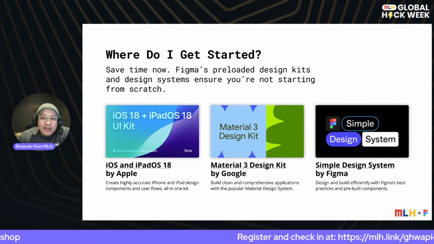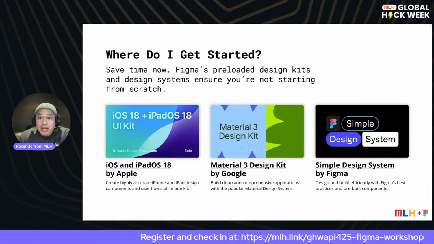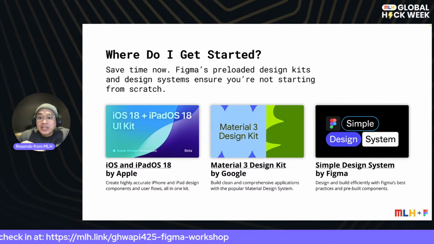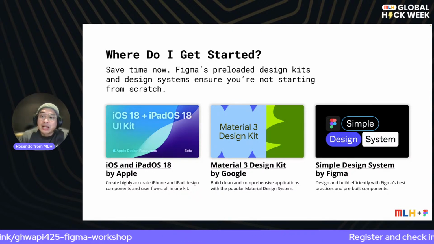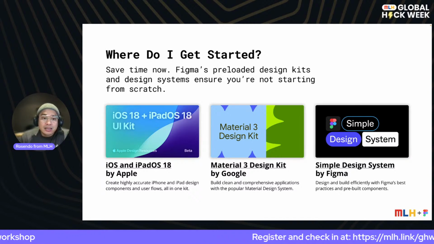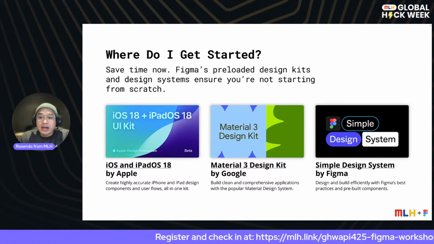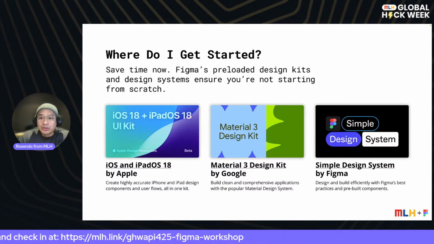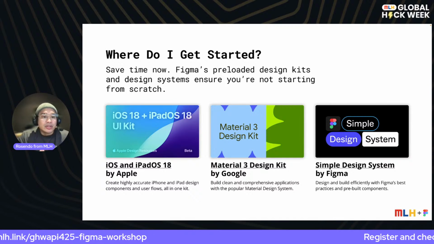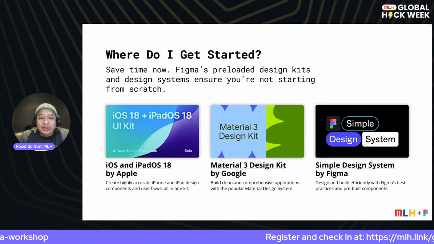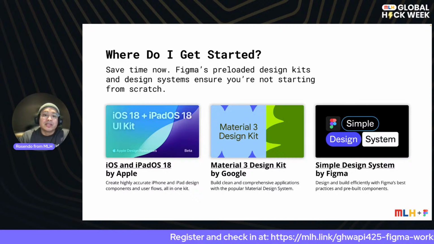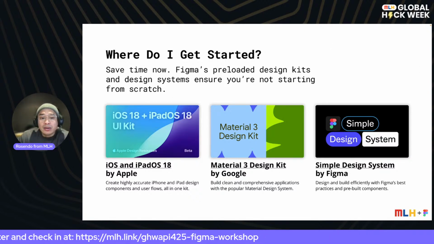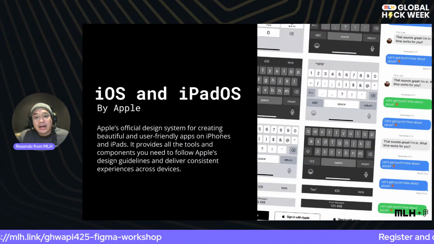Figma has an entire community of design libraries and kits for you to use. You could choose from your favorites: the Apple iOS and iPad OS UI kit, Google's Material 3 design kit, or Figma's Simple Design System. Really, the main thing to keep in mind here is that utilizing any of these design kits is going to save you a lot of time in the future. You're not starting from scratch, you're not reinventing the wheel. You're basically taking things that are utilized very widely and then adding your own spin to them. We'll see a little bit more about that later on. But for now, we're going to dive into more details about iOS 18 and iPad OS.